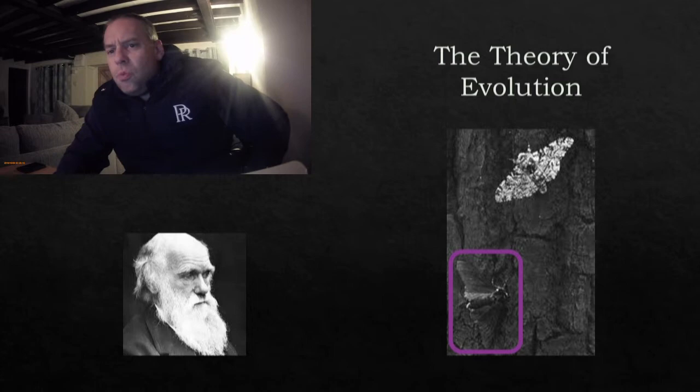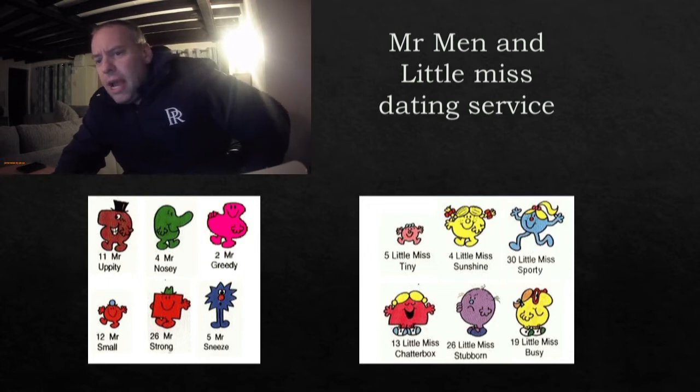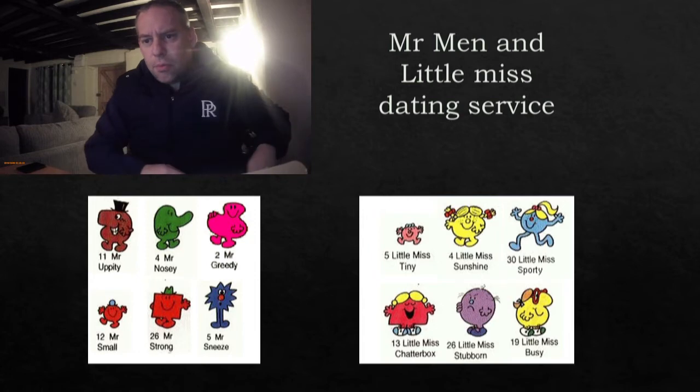So how can we use this? Well, I'm going to explain how we can use this using Mr. Men, and we're going to first of all talk about how genes are passed on, and we're going to look at how we can use that to predict and then manipulate species so that we get traits that we want.